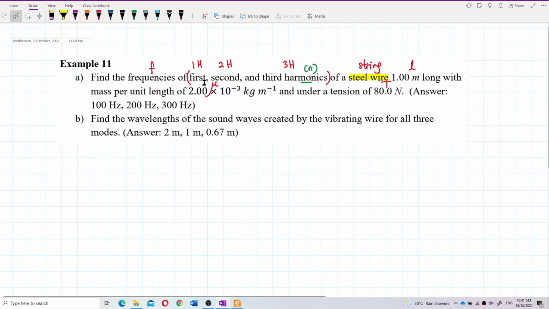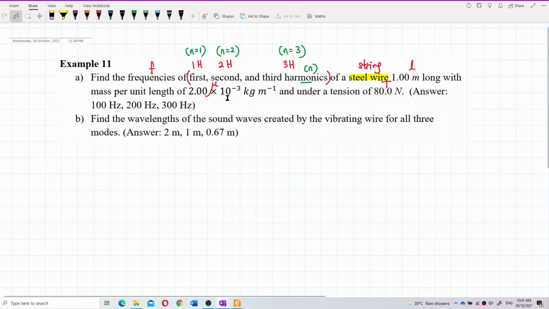So the first harmonic is actually n equal to 1. This second harmonic is n equal to 2. This third harmonic is n equal to 3. So harmonics is the n value. Okay, we will talk about this later on.